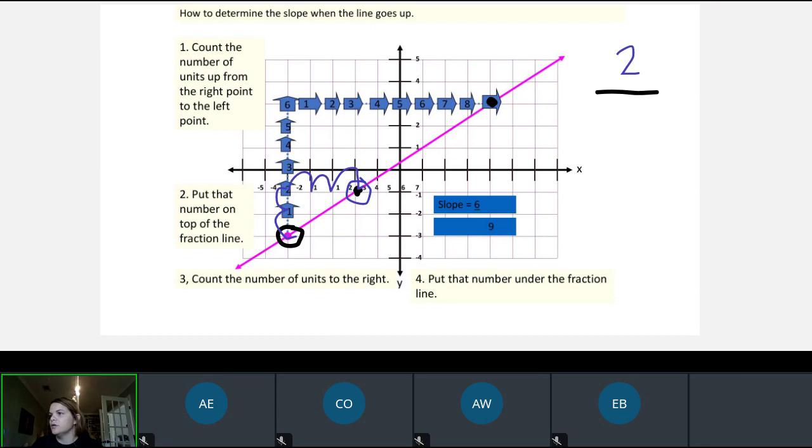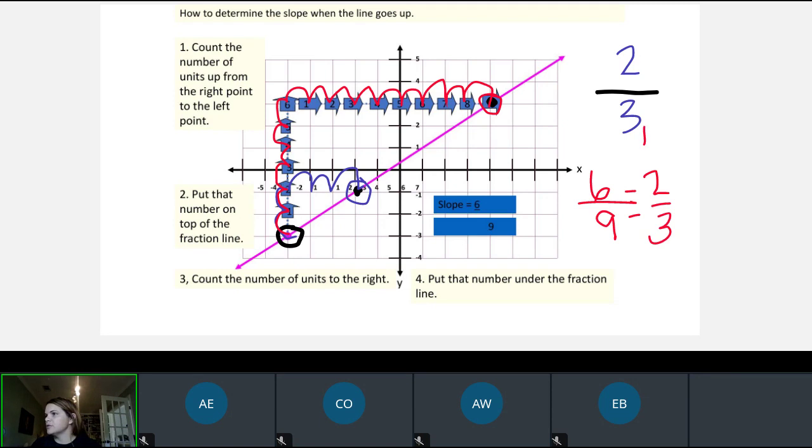1, 2, 3. Okay. Let's say you didn't catch this first pretty point and you wanted to count all the way up to here. That's totally fine. You'd go up 1, 2, 3, 4, 5, 6. And then I would go to the right. 1, 2, 3, 4, 5, 6, 7, 8, 9. And as you can see, 6/9 reduces to 2/3. So we get the same thing.